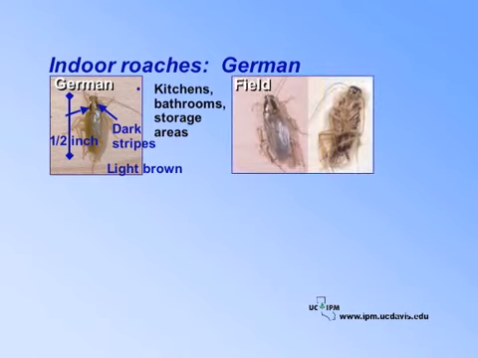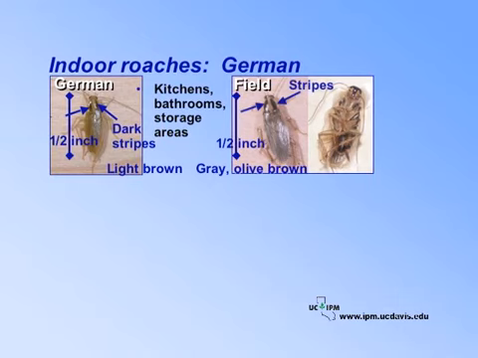Field roaches are not really pests, but come indoors when it is hot and dry and can be mistaken for German roaches. They are half an inch long, gray to olive brown, with two black stripes on the shield behind the head. A black stripe between the eyes distinguishes them from German cockroaches. Field roaches are usually found outdoors, in leaf litter and plant debris.